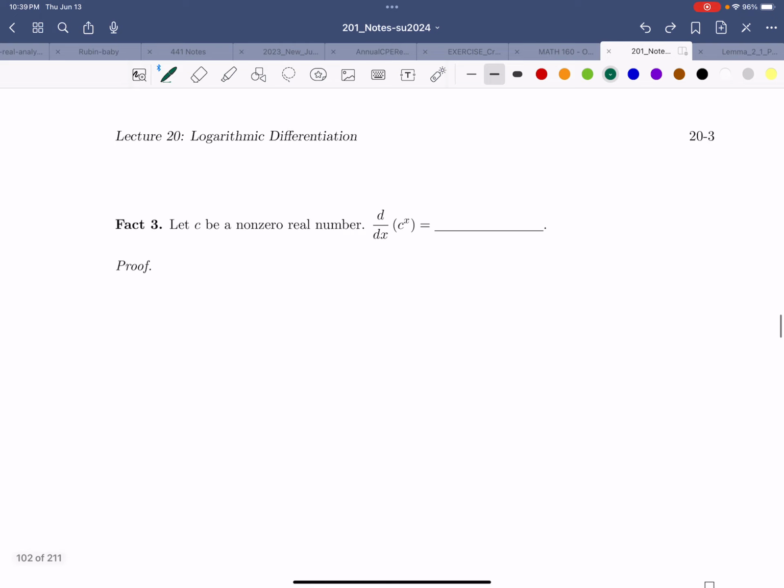Okay. So that is a little bit of work, but it is very formulaic. So let's prove a couple of things, right? Suppose we have a non-zero real number. Right, if c equals 0, then c to the x is 0, derivative 0. But if c is non-zero, well, what do we have? Well, we're going to let y equal c to the x for c not equal to 0.